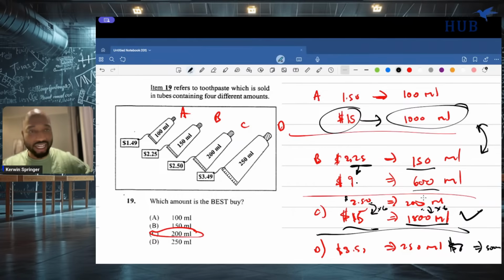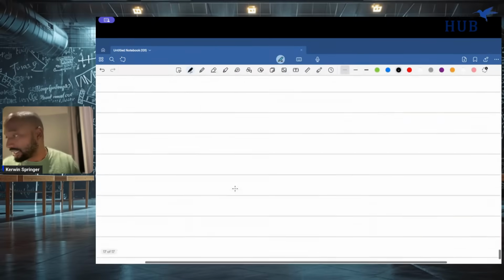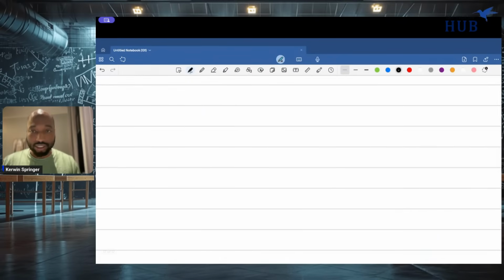So you kind of understand how I break it down there. Instead of doing it this way, if you had a calculator, you could say $1.49 is 100 ml, so $1 would be 100 divided by 149, and you can work out the exact answer really fast. But nobody has time for that in the exam. All right, enough of that. C is the answer. Let's go.